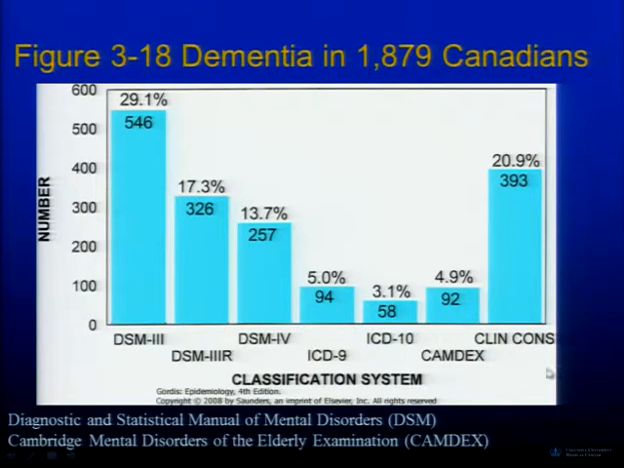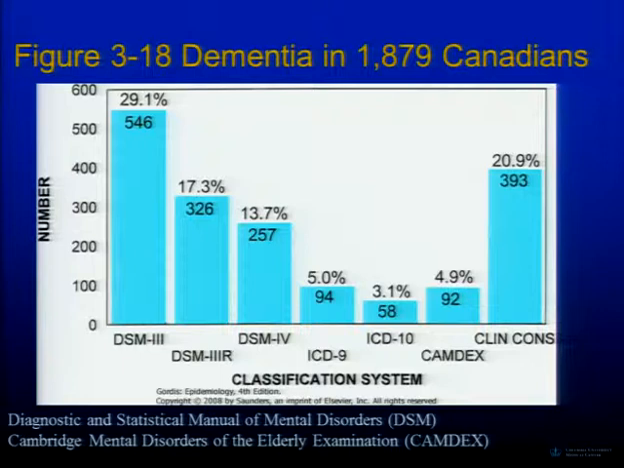So they used these different classification systems: the ICD-9, the ICD-10, the Canadian diagnosis codes, clinical consensus, and then these DSMs, which are the Diagnostic and Statistical Manuals of Mental Disorders. There are four different levels of this. So if I wanted to know how many people in this Canadian population have dementia, I could get anything from 3.1% all the way up to 29.1%. So a huge difference in terms of how many people are said to have dementia.